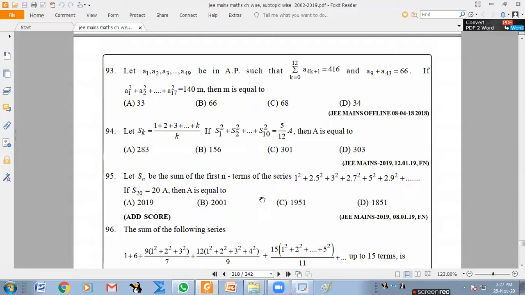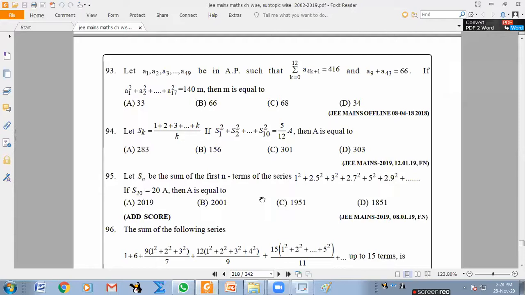How to do it? These are all odd numbers. What is there here? 1 square plus 2 into 5 square. That's 3 square plus 2 into 7. I think we can separate, right? 1 square plus 3 square plus 5 square plus 7 square is separate. 2 into 5 square, 2 into 7 square, 2 into 9 square separate, that is 2 times 5 square plus 7 square plus 9 square, and so on.